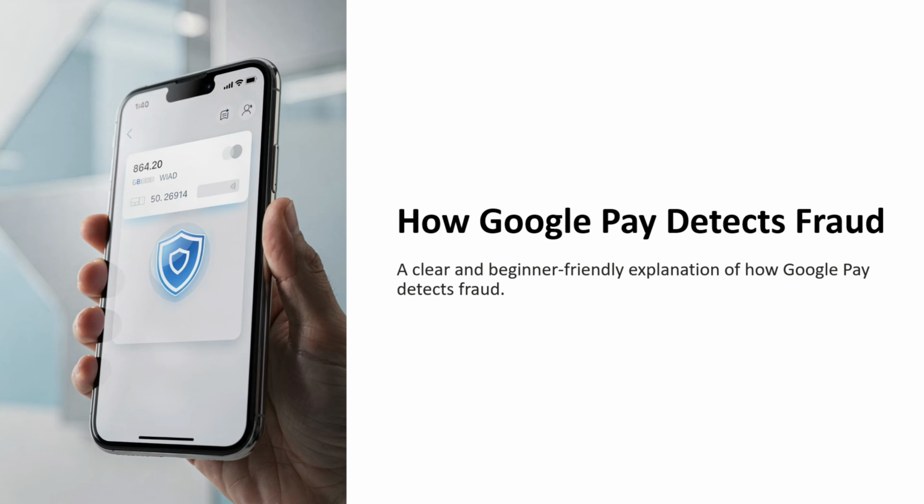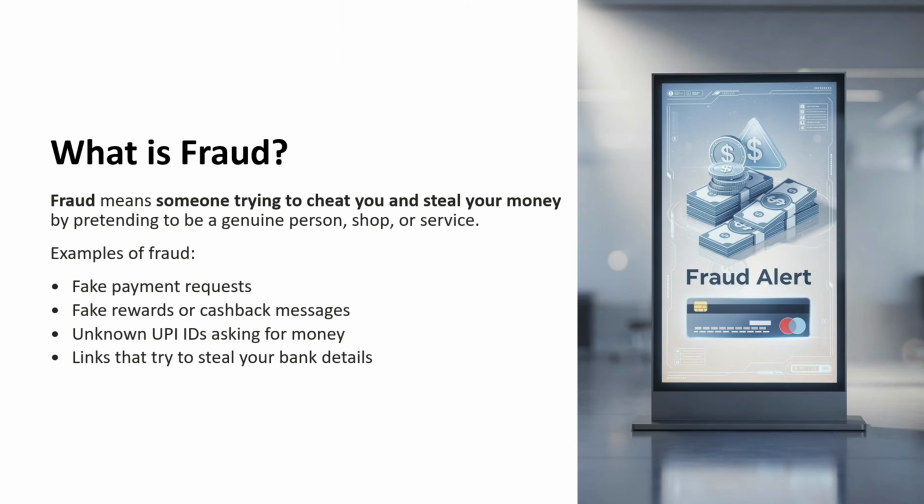In this video I will explain how Google Pay detects fraud. What is fraud? Fraud means someone trying to cheat you and steal your money by pretending to be a genuine person, shop or service. Examples of fraud are fake payment requests, fake rewards or cashback messages, unknown UPI IDs asking for money, and links that try to steal your bank details.